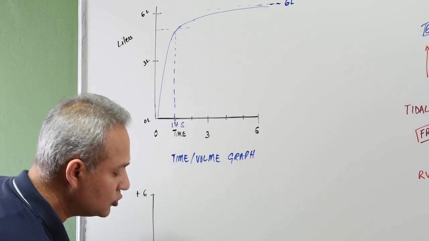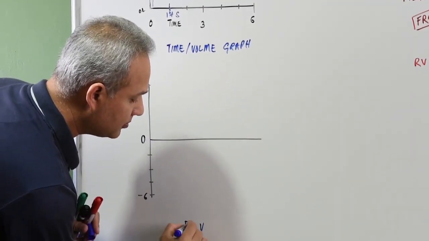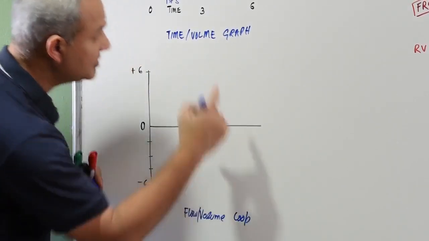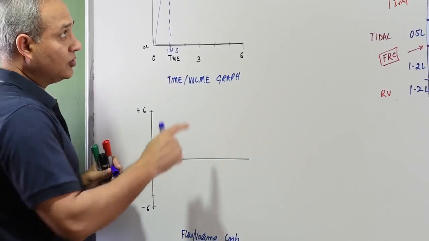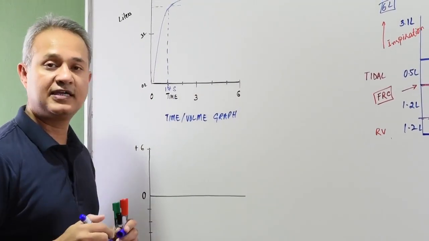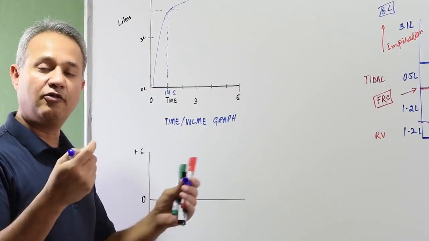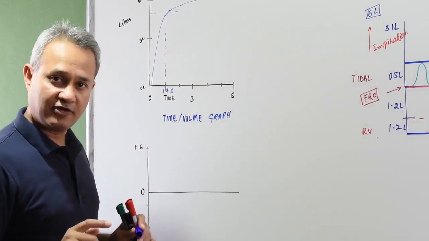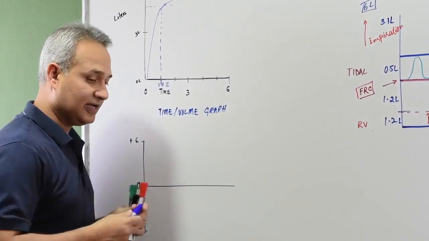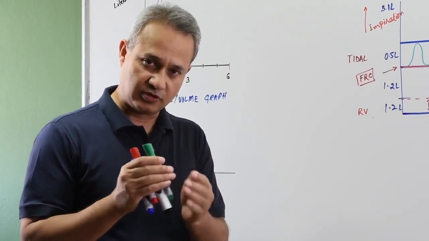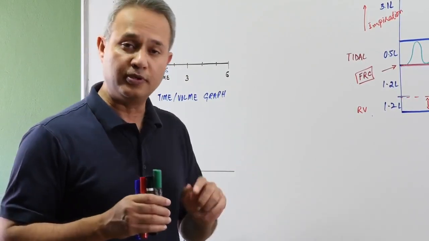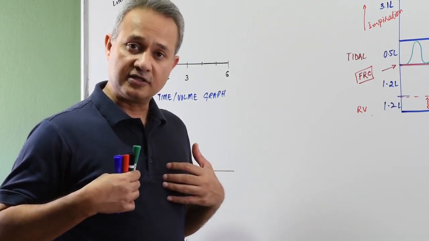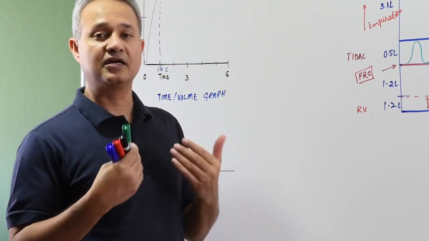Now down here we are going to do the flow volume loop. What is the difference between this and this? Look, this is a quantitative graph. What does that mean? It tells us the quantities of volume over time, right? This is a qualitative and quantitative graph. What does that mean? This graph, the flow volume loop, tells us at a certain volume of the lungs how much flow is occurring.